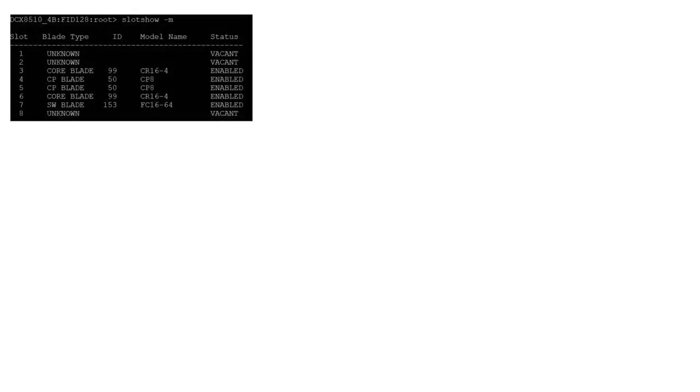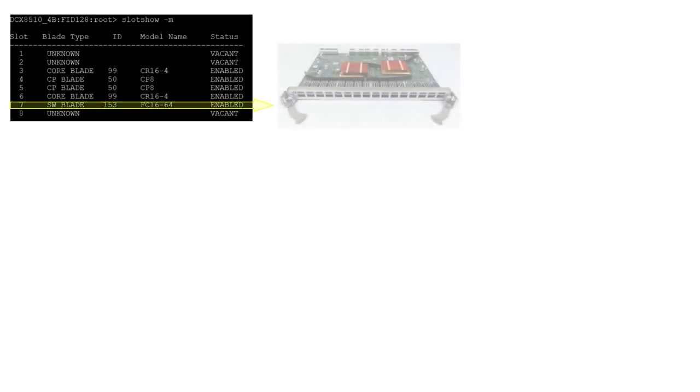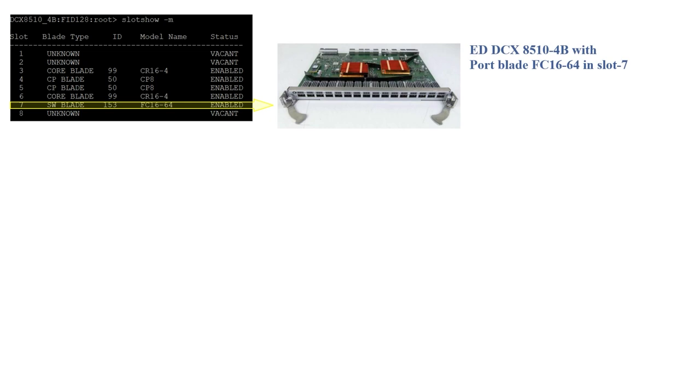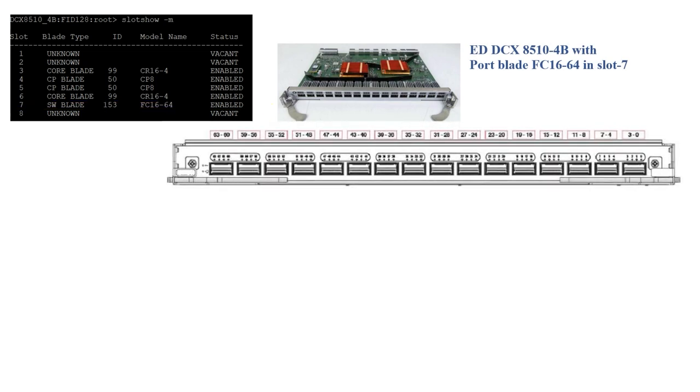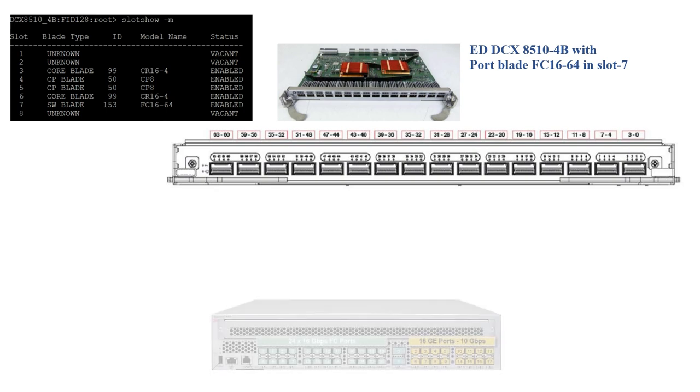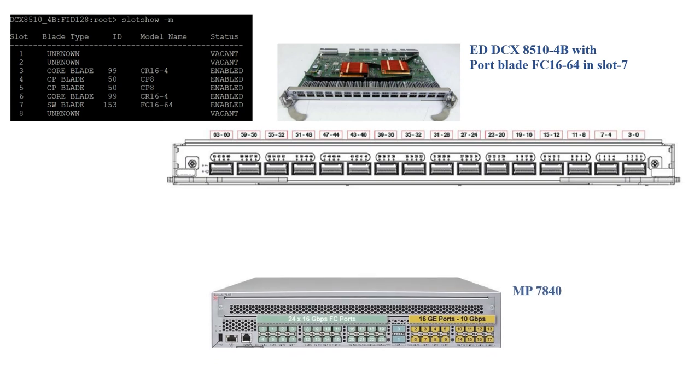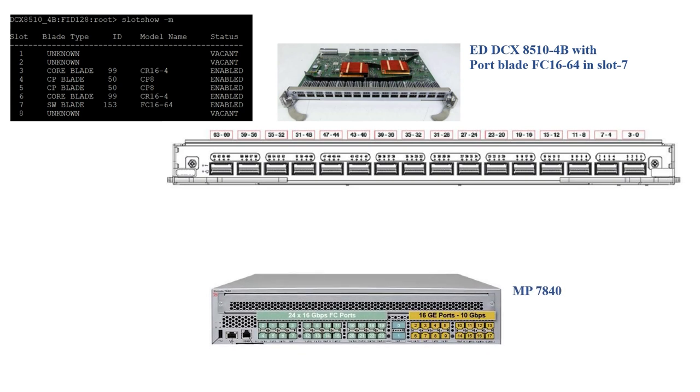In this demo, we have an existing switch, DCX8510-4B, with 64 port, 16 Gbps port blade in slot 7. Here is the port numbering, for reference. We are going to add a new switch, MP7840, to the existing switch, using ports 0 and 8 from the MP7840 switch, and ports 60 and 61 of slot 7 from DCX8510-4B.